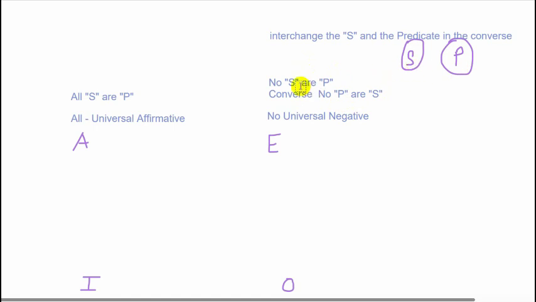So S becomes P. Wherever there is a subject we replace it by the predicate, and then we use the same E quantification, that is no. So no S R P, no P R S, and this is valid. We can say the same statement in converse by interchanging the subject and predicate. I hope this is clear. If not, let me know in the comment section.